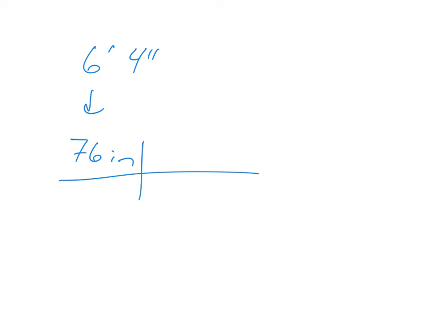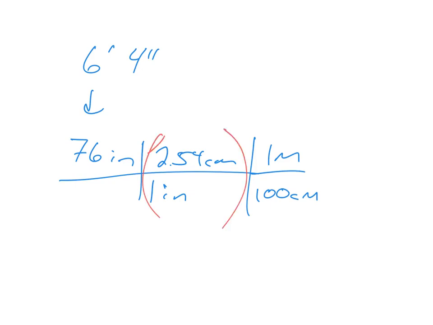Well, I know that 1 inch is 2.54 centimeters, and there are 100 centimeters in 1 meter. So I would take this, this gets me this middle step here. This is my conversion factor to go from US to metric, and then this is like my conversion factor to get to the right side. So if I have 76 times 2.54 divided by 100, I am 1.9304 meters tall.